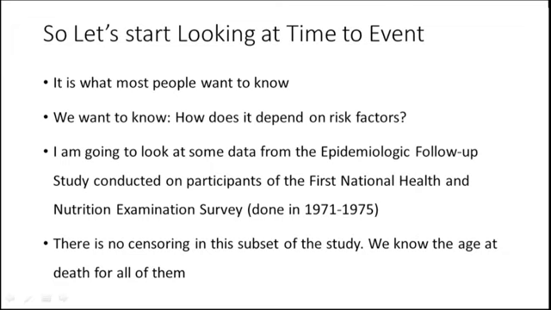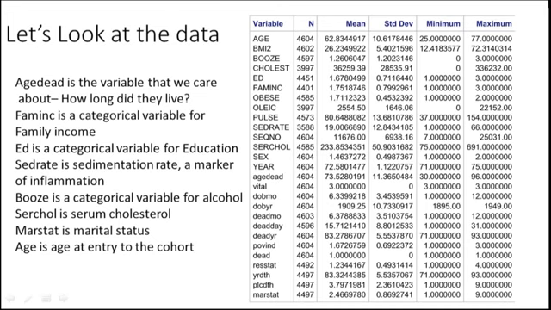We really would prefer to model failure time. That's what people want to know. How do these covariates affect my life expectancy? And so we want to know how failure time depends on risk factors. And as I said, we're going to look at this data set where there's no censoring to start with. So here's some summary of that data set.